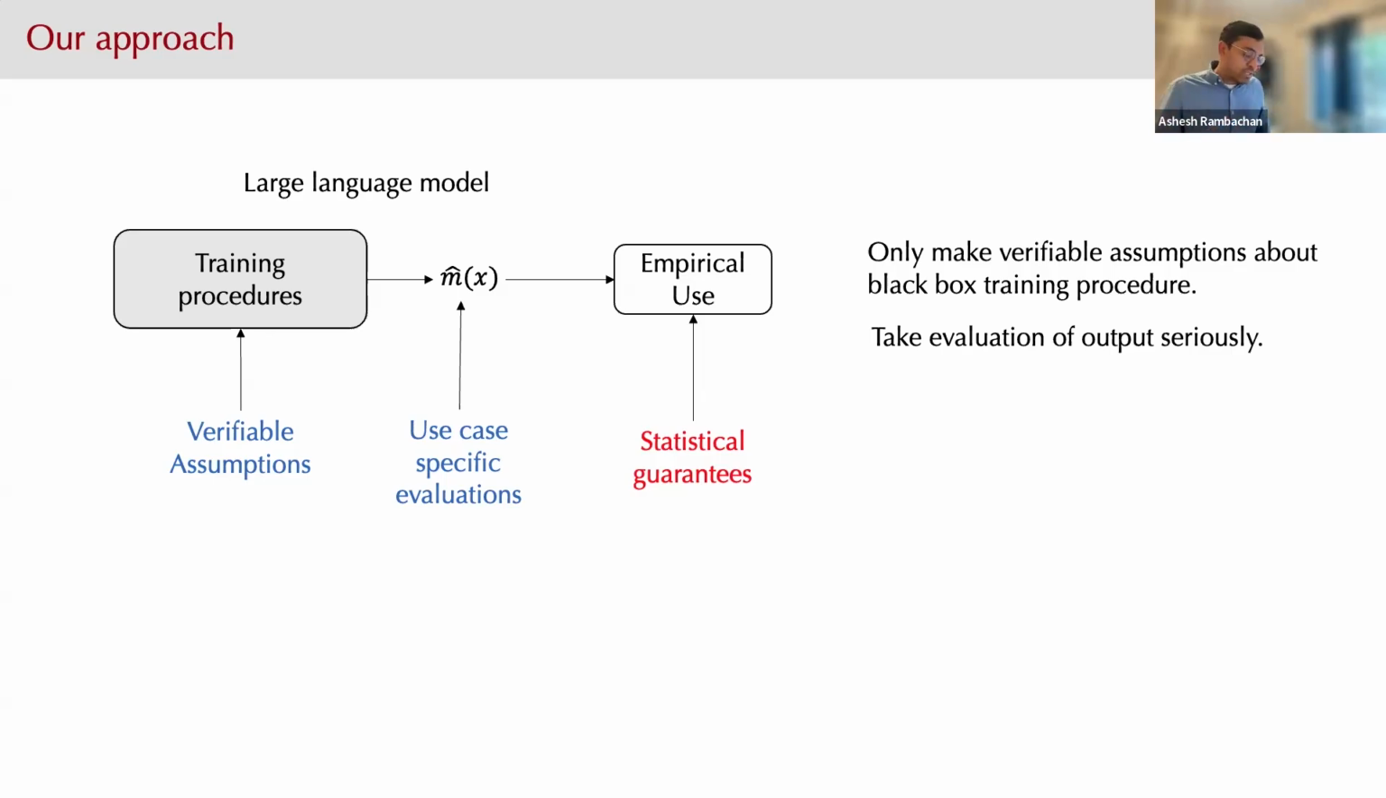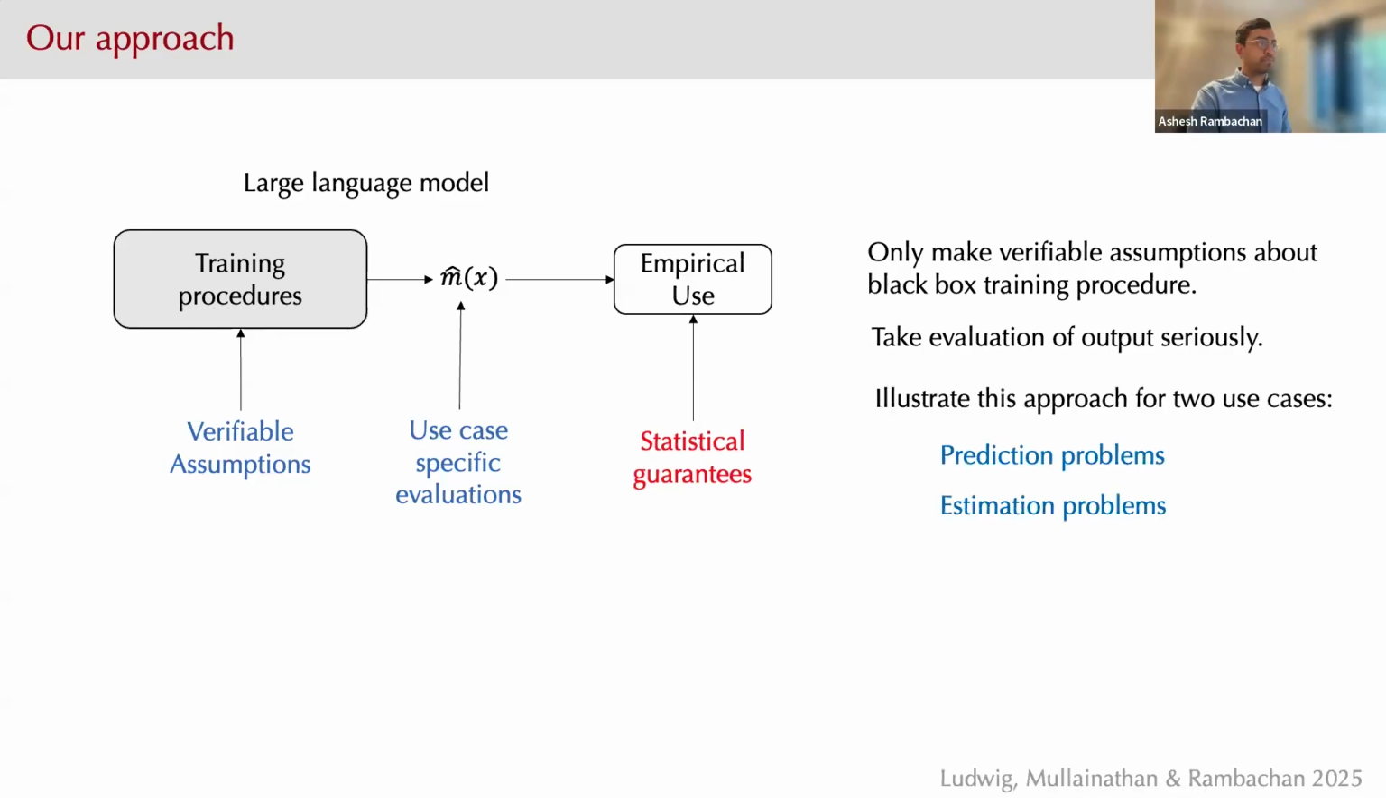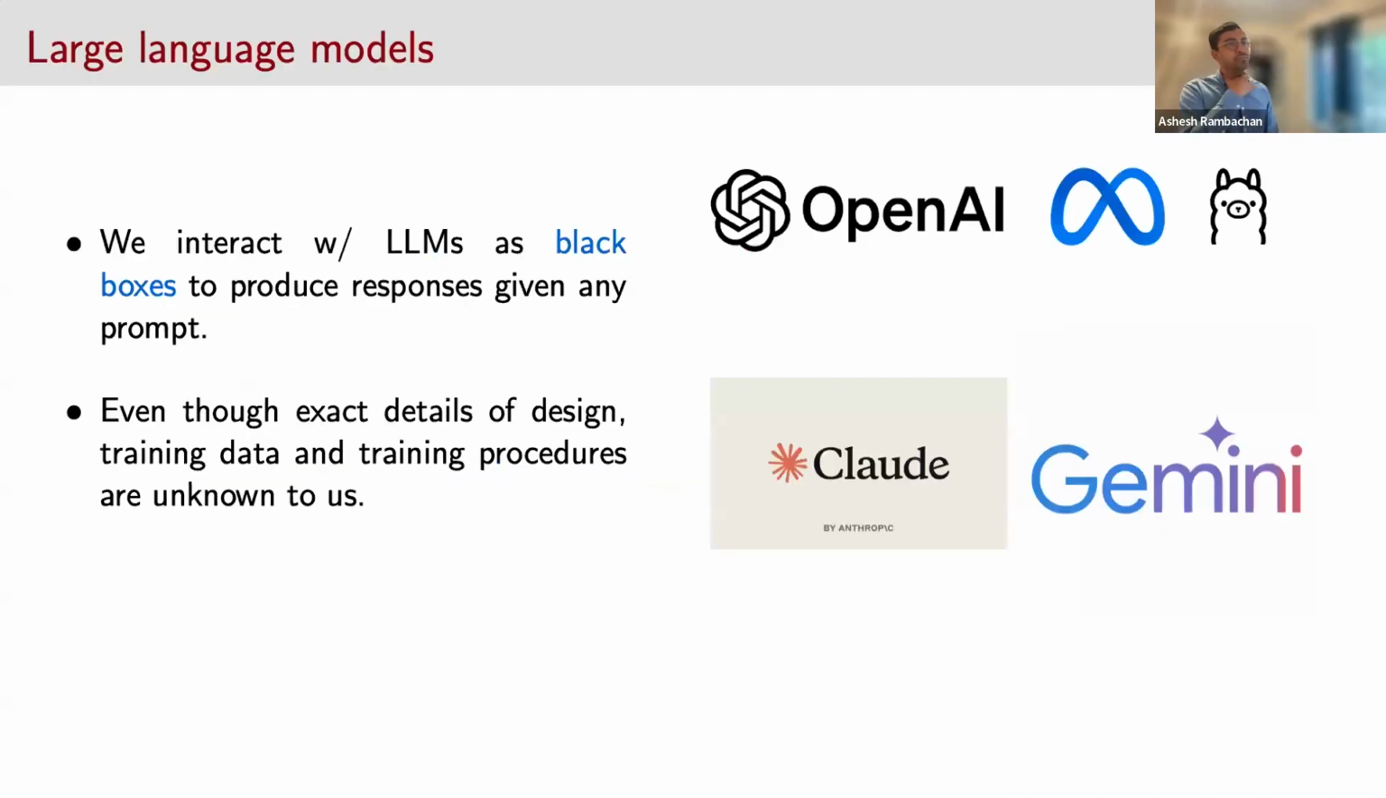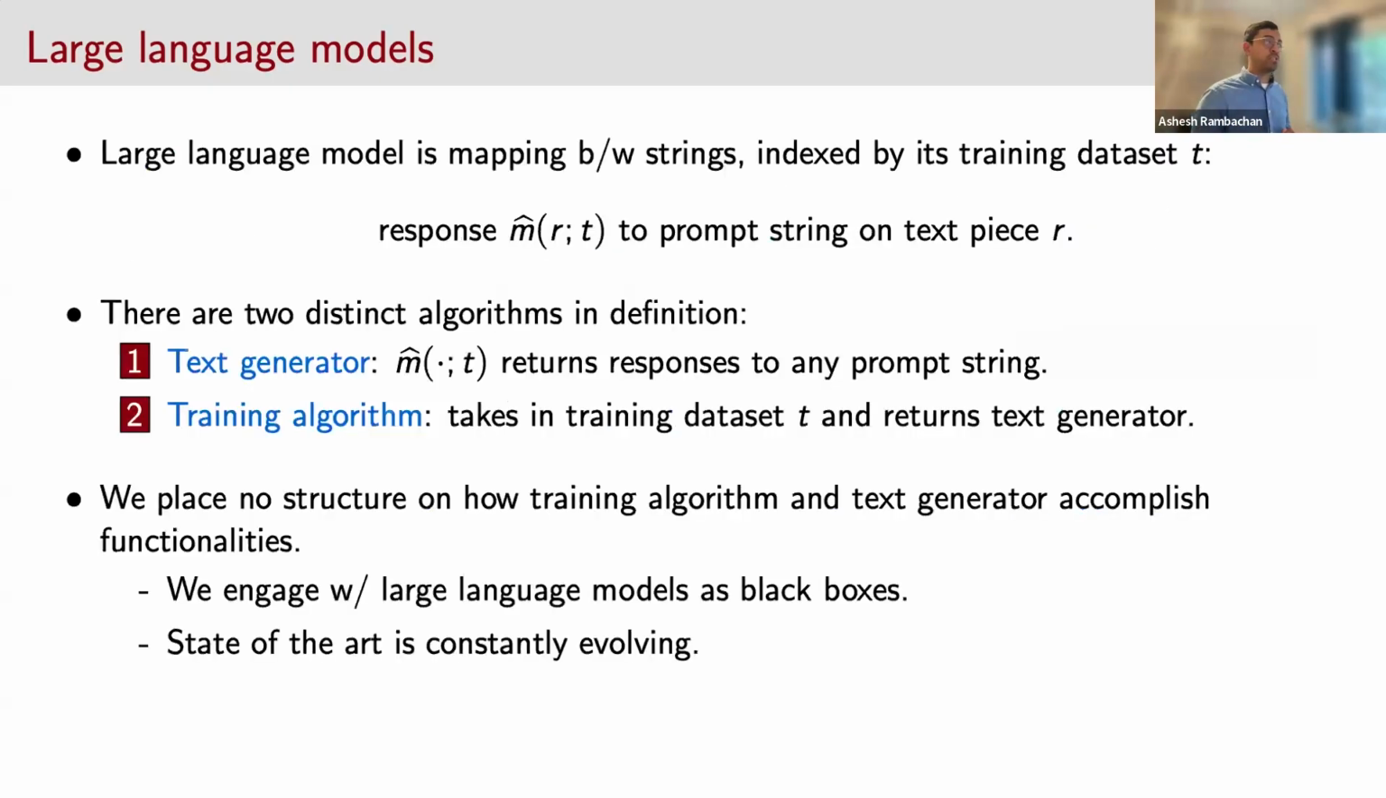And what I hope to summarize is really a perspective that the literature has developed on prediction problems and estimation problems, and I'll try to point out sort of key papers for both of those domains as we go along. So how are we going to try to introduce large language models into an econometric framework? Well, as I mentioned, researchers often interact with them as black boxes to produce responses given prompts, abstracting away from the details of architecture, training data, and training procedures.